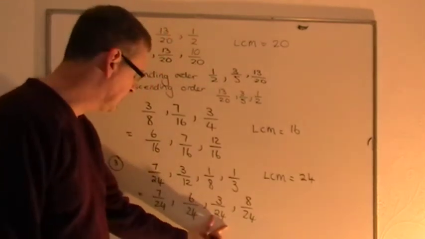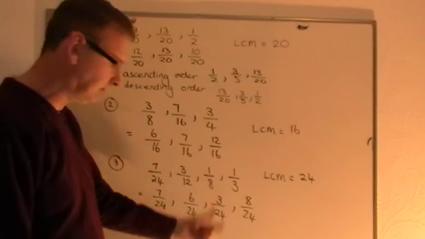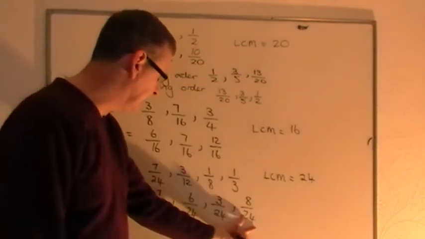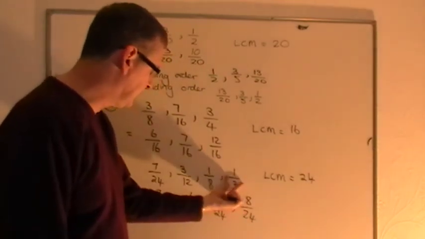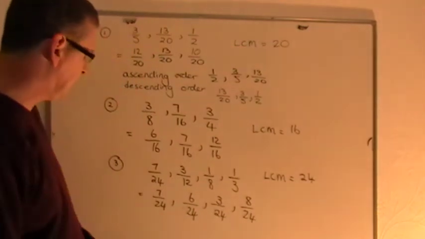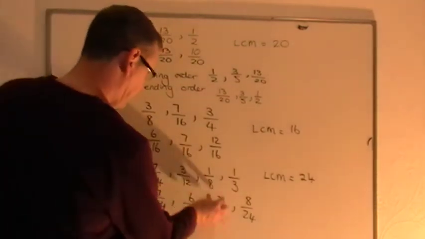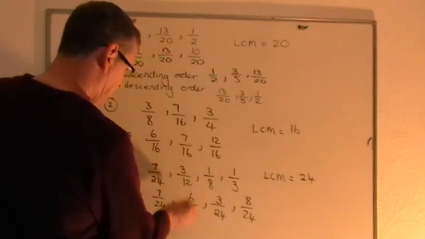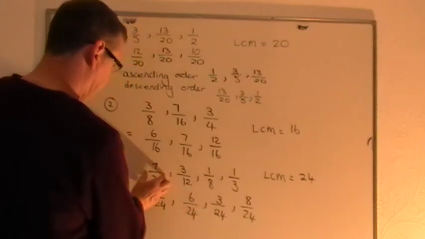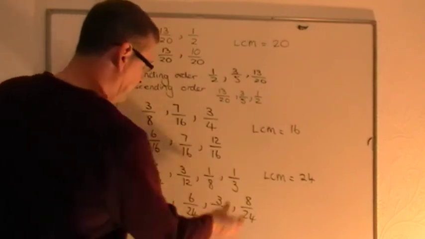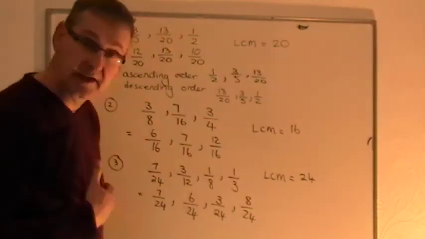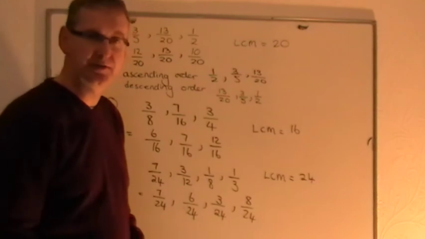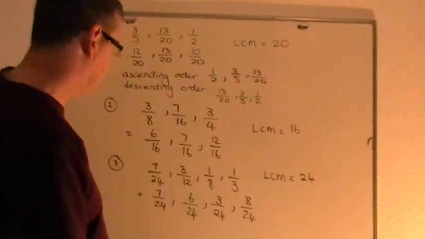3/24 is the smallest, which is 1/8. Quite clearly 8/24 is the biggest, which is 1/3. So if you wanted to put it in ascending order, you'd put 3/24, 1/8 first, then 6/24, 3/12, then you'd put 7/24, and the biggest one would be 1/3. And if you want it in descending order, you'd put it in the reverse order. And that's it. That's as simple as that.